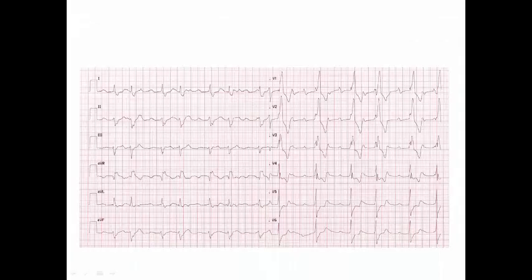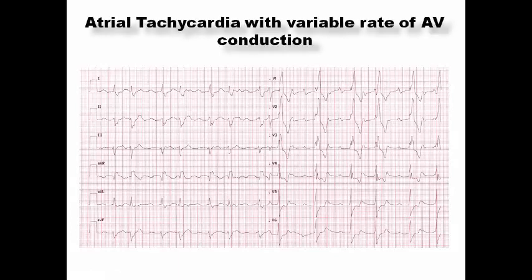Here we can see abnormal morphology of P waves as well, and there is aberrant conduction as there is right bundle branch block. But what is most characteristic is that there is irregular rhythm despite the presence of persistent P waves, so it is not atrial fibrillation. The pattern of AV conduction is variable. Sometimes it is 2-to-1, sometimes 3-to-1, sometimes 1-to-1. So this is atrial tachycardia with variable rate of AV conduction, which is a less common presentation, but it can occur, and it doesn't exclude the diagnosis of atrial tachycardia.